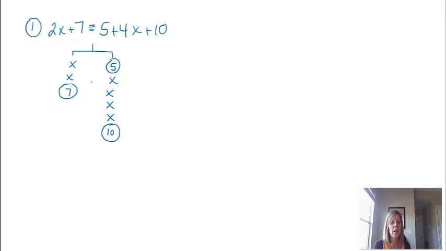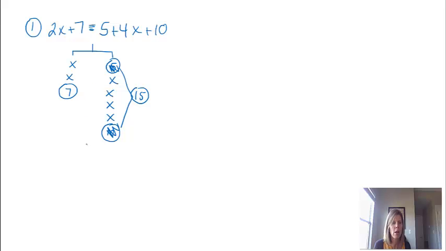Now what we're going to be doing is doing stuff to the picture, and every time we do stuff to the picture, we're also going to write a new equation. So we're going to get into the habit of doing both. The first thing that I see is that if I have a 5 and 10 on the same side, I can just put those together and make it 15. So I'm going to go ahead and do that.